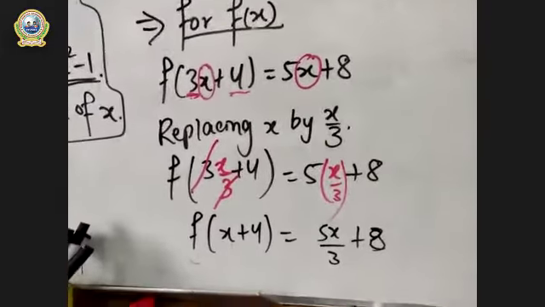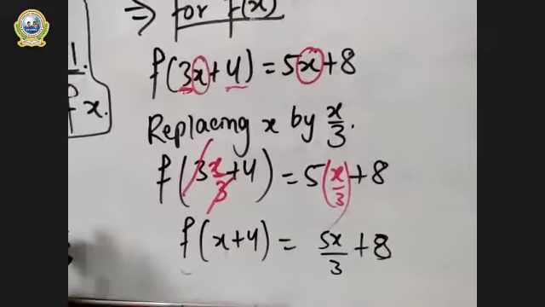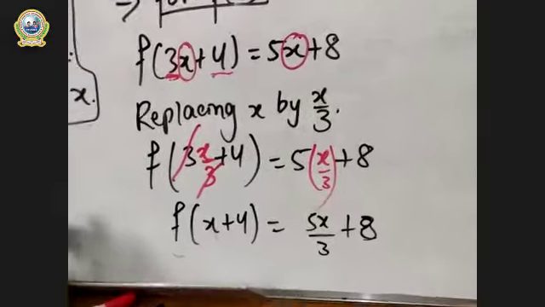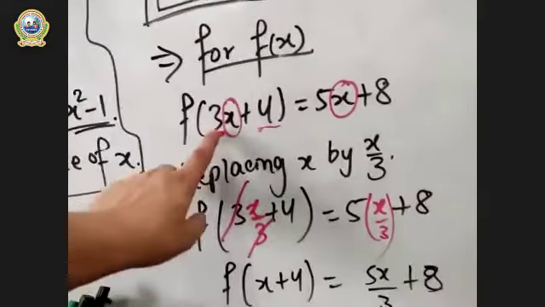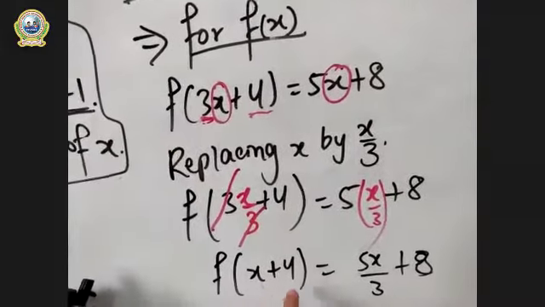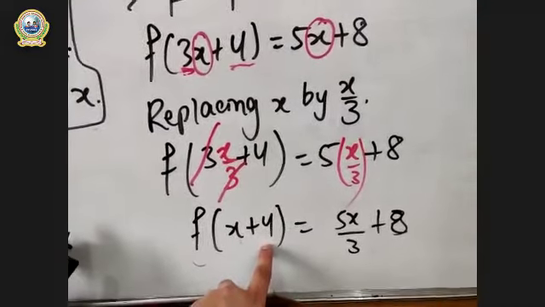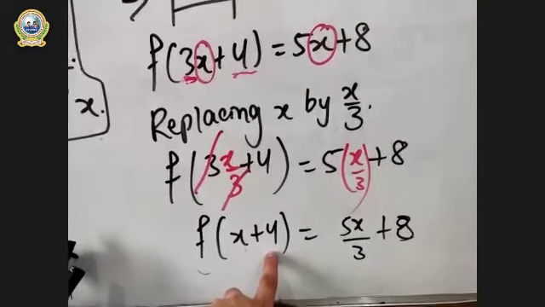This will be our final format. Is this clear? We have replaced x by x upon 3. Is this clear? Now this 3 has been removed. Now you need to remove 4. So for removing 4, you must replace x by x minus 4, because minus plus will get cancelled, right?